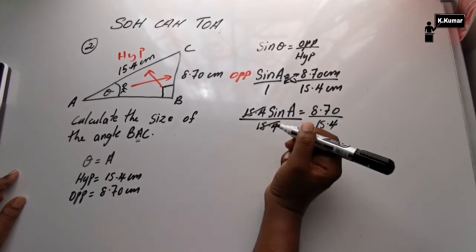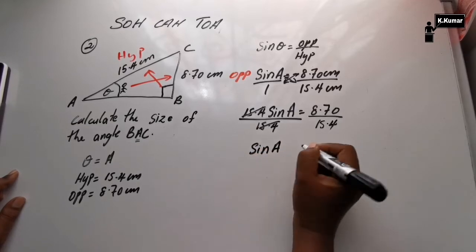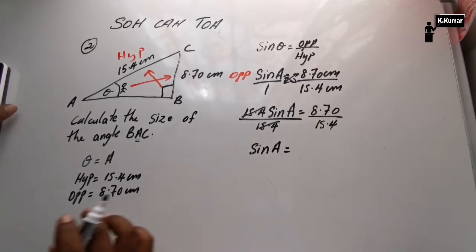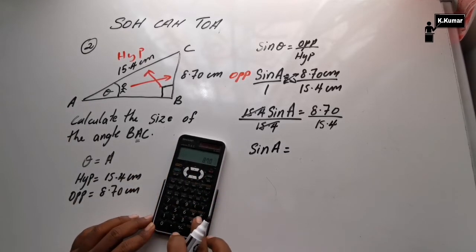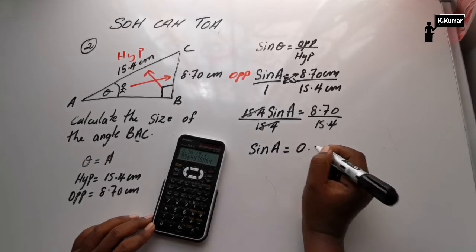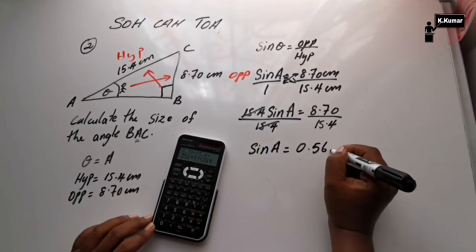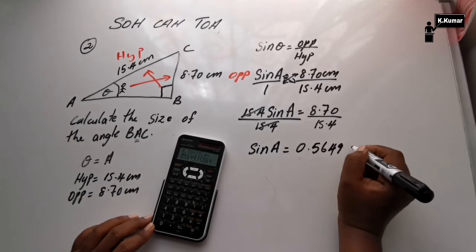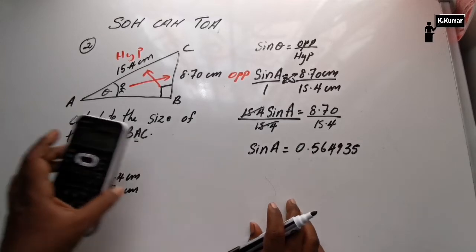This and this would cancel out, so sine A remains, and that is equals to, you divide these two, which should be 8.70 divided by 15.4, and that's going to give me 0.564935. Remember, again, we write like about 6 numbers.